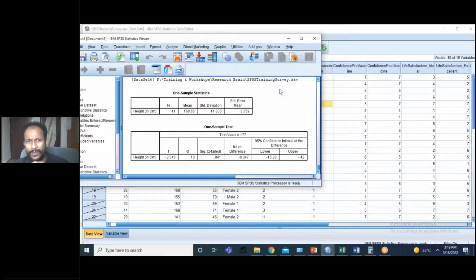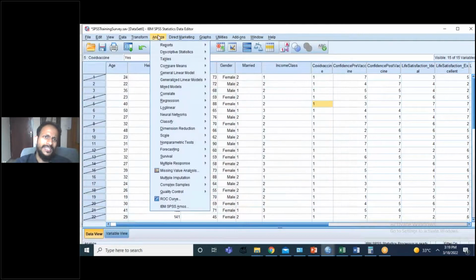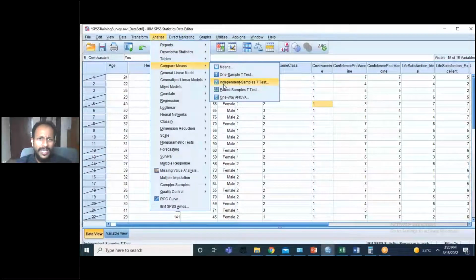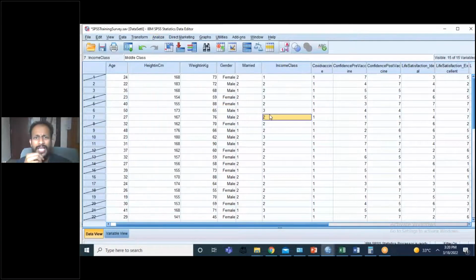All right. So now the other technique is that we can go for comparing of means across independent sample t-test. Okay, independent sample t-test. Now, with the independent sample t-test, I wanted to check out whether the height difference is the same across different genders.